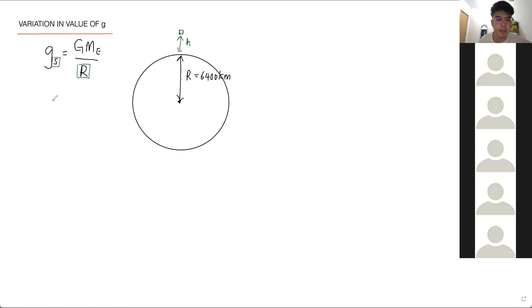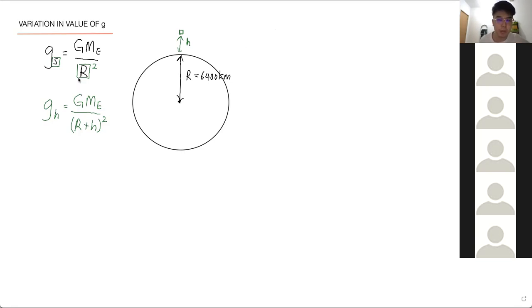So if we want to find the g at H, certain altitude above, then we would say GME divided by R plus H. Okay, I forgot a square, sorry. Here you got a square, this one also got a square. R plus H, squared. Comparing, this one is the gravitational acceleration at a height. This is at surface. Which one is bigger, which one is smaller?